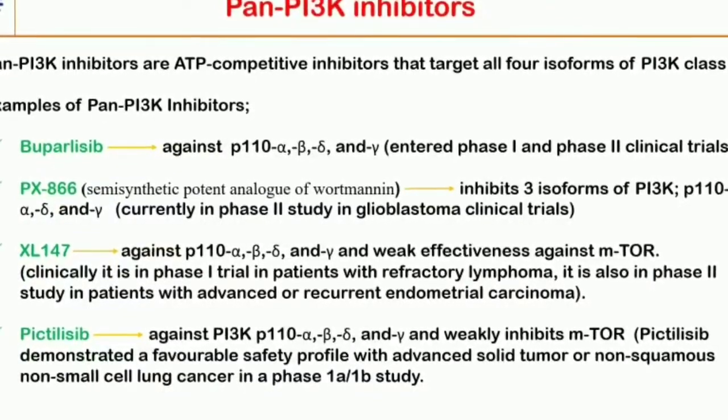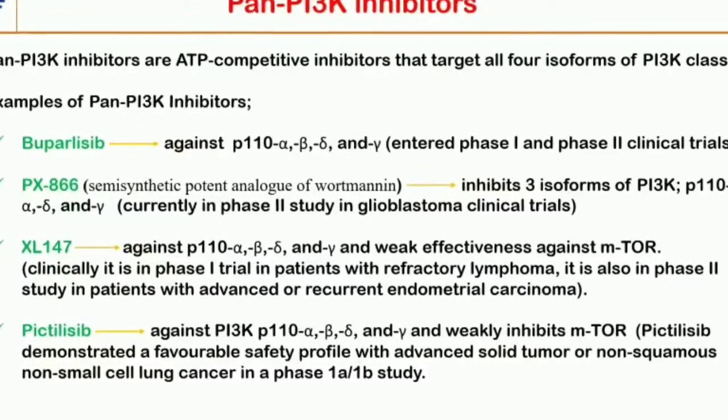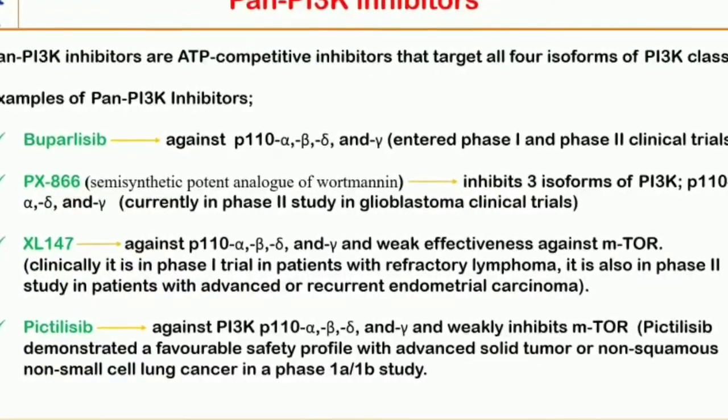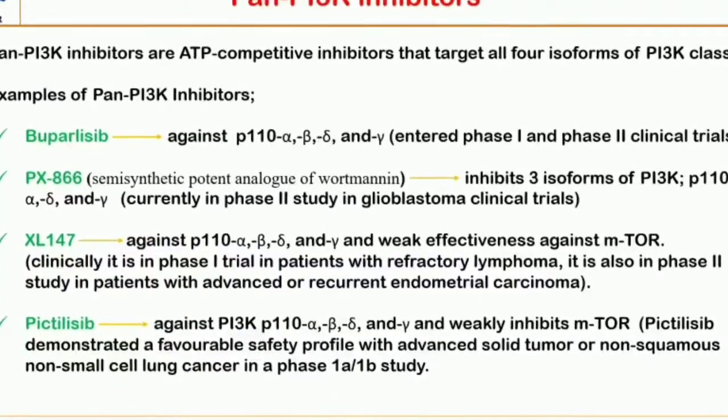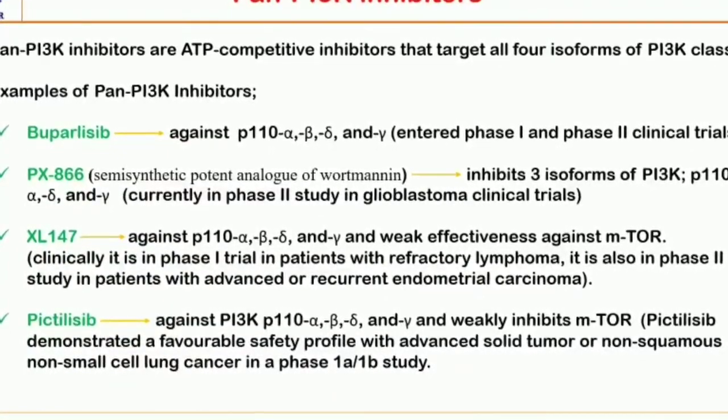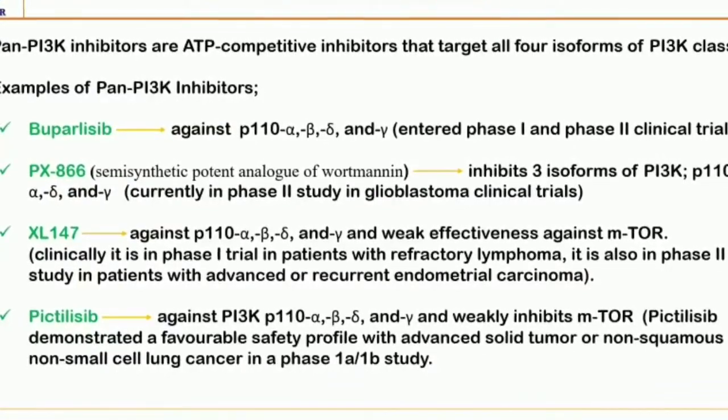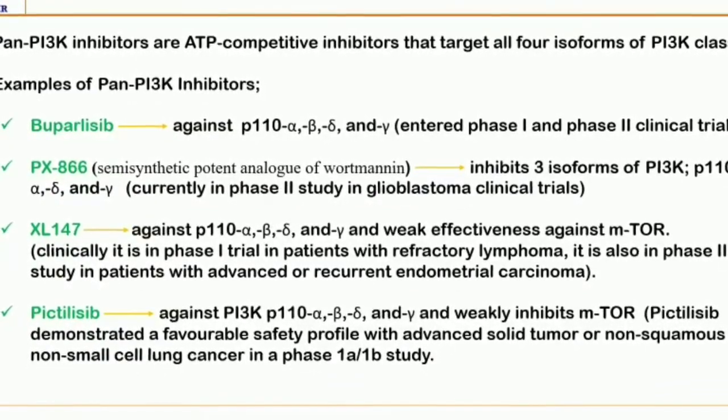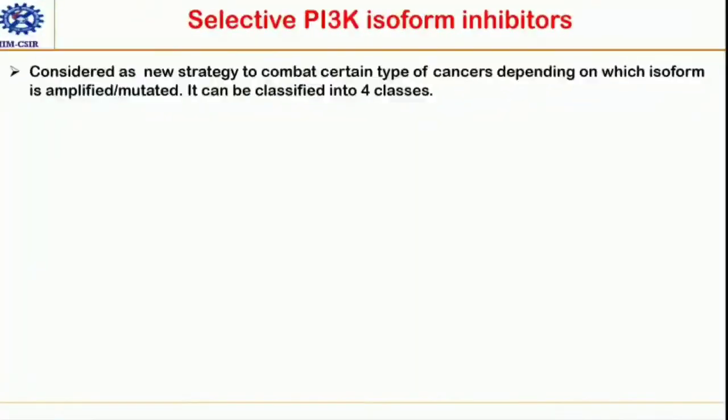The third is XL147. It is also against all four isoforms of PI3 kinase and shows weak effectiveness against mTOR. And the fourth is pictilisib. It is also against all four isoforms of PI3 kinase and weakly inhibits mTOR. The second type of PI3 kinase inhibitors are selective PI3 kinase isoform inhibitors. These are considered a new strategy to combat certain types of cancers depending on which isoform is amplified or mutated. They can be classified into four classes.